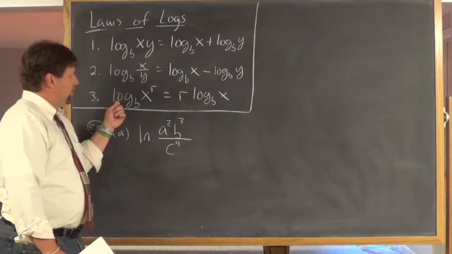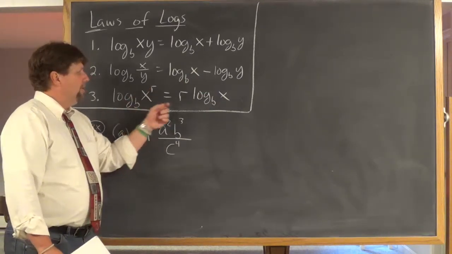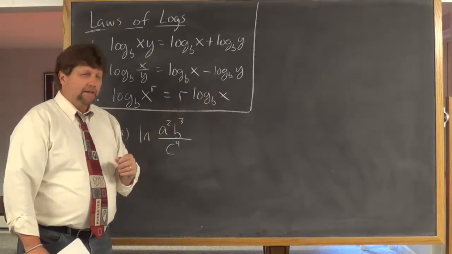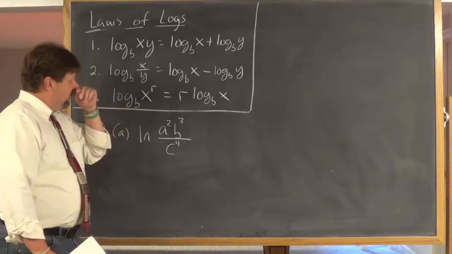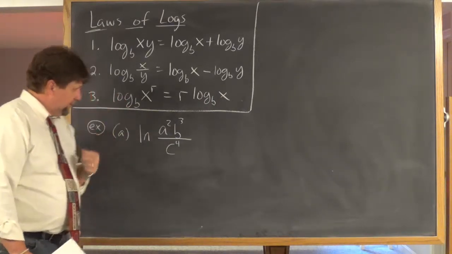In other words, when you have the log of a quotient, you can rewrite it as a subtraction statement. And then the third one is when you have log base b of x raised to the r power, you can rewrite that as r times log base b of x. Let's do an example of using these laws, or these properties, of logarithms.